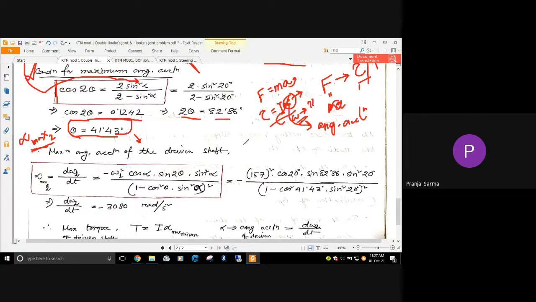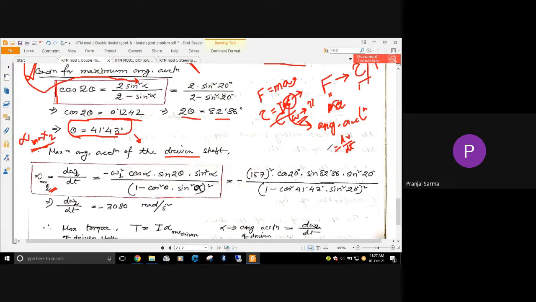Suffix 1 is for the driving shaft. Suffix 2 is for the driven shaft. Okay, this is for the driven shaft, that's why 2. So I can write d omega 2 by dt, just like all of you already know, the first derivative of velocity with respect to time. If you know this, a equal to dv by dt, you know, right?